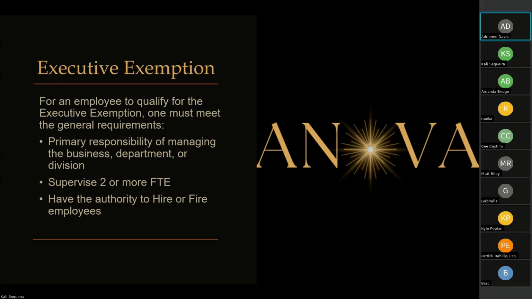To qualify for the executive exemption, in addition to meeting the general requirements for exemption, the employee must have a primary duty of managing the business or a recognized department or subdivision of the business. The employee customarily and regularly directs the work of two or more full-time equivalent employees and has the authority to make or influence hiring or firing decisions in regard to personnel matters.